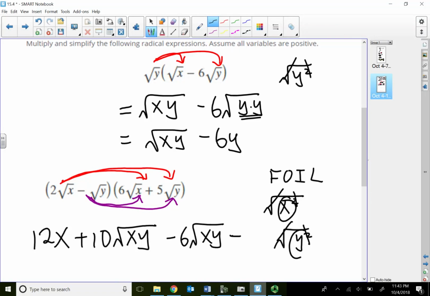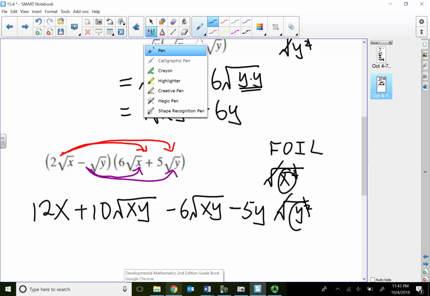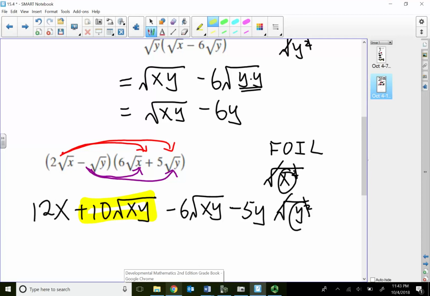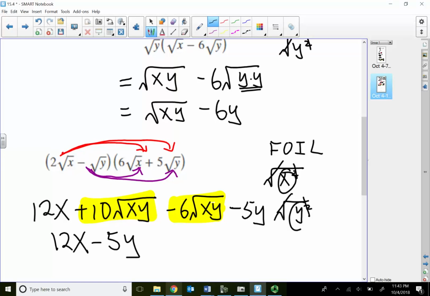Negative times positive is negative, so that would be negative 5. The square root of y times the square root of y is just y, so that would be negative 5y. In the middle, these two are like terms because what's inside the radical is the same, and the coefficients outside can be combined. So I'm going to combine them: 12x minus 5y, and 10 minus 6 becomes positive 4 square root of xy. Now, I purposely moved my negative 5y up front.